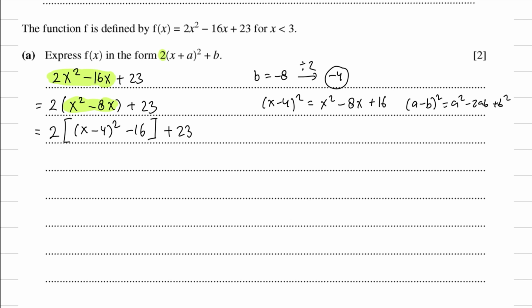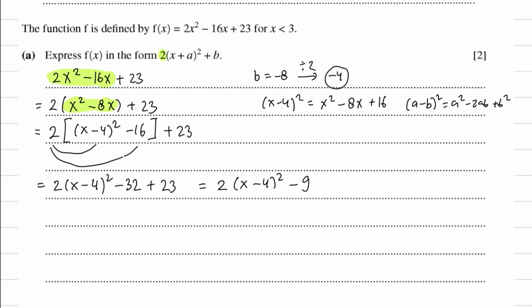Now after this, very easy, you just multiply the 2 with the bracket. So (x minus 4) squared, and then 2 times negative 16, negative 32, and then you have the outsider plus 23. And yeah, you will get 2 times (x minus 4) squared minus 9.